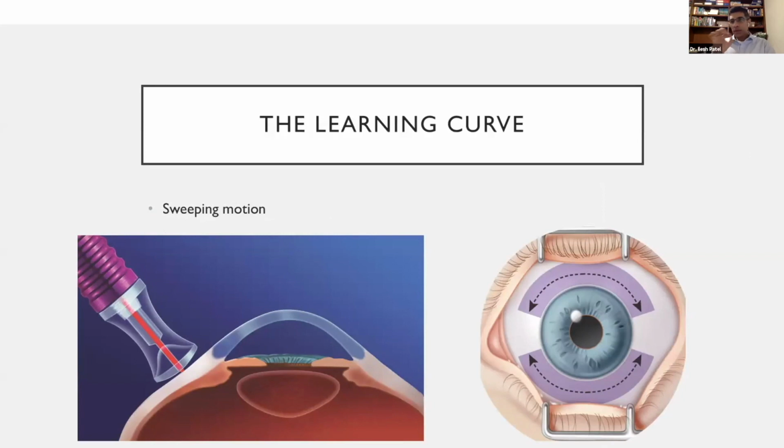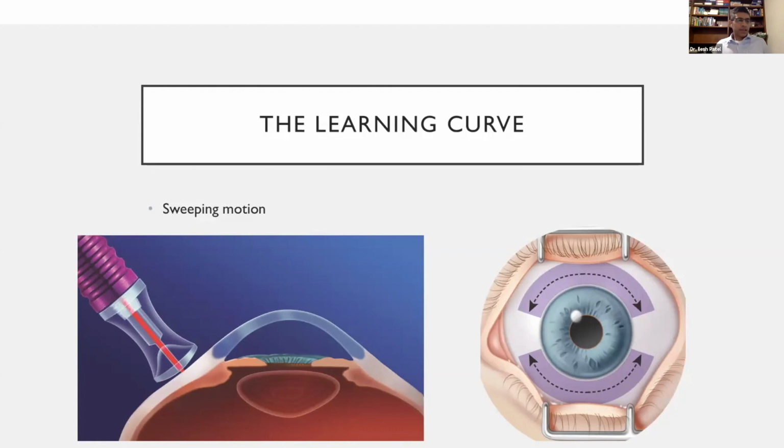I was very used to doing cyclodiode laser where you're pressing the probe on the sclera. So the sweeping motion that we use in MicroPulse TLT was quite foreign to me. To be able to sweep across the sclera smoothly while keeping the probe perpendicular to the sclera, and at the same time, maintaining a certain amount of pressure on the sclera, does take a few cases to master.